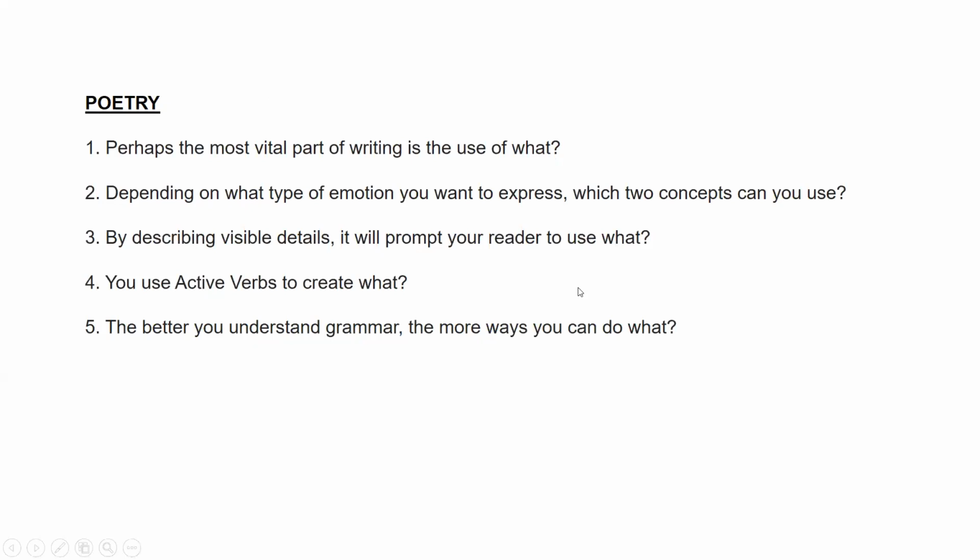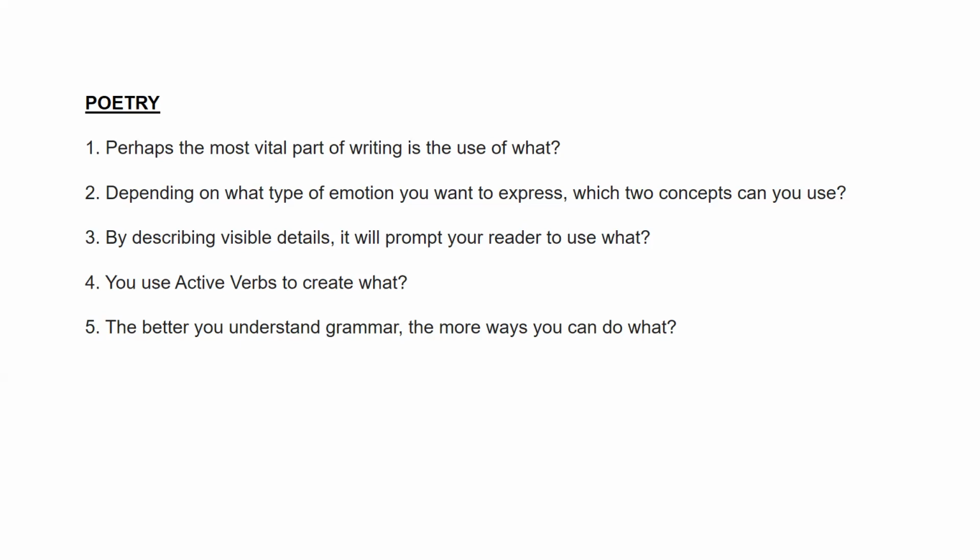Now on to our poetry questions. Perhaps the most vital part of writing is the use of what? Look at the first part of the poetry reading we have today. Most vital, underline that. Two, depending on what type of emotion you want to express, which two concepts can you use? A lot of twos today. Make it simple. By describing visible things that you can see, details, it will prompt your reader to use what in return.